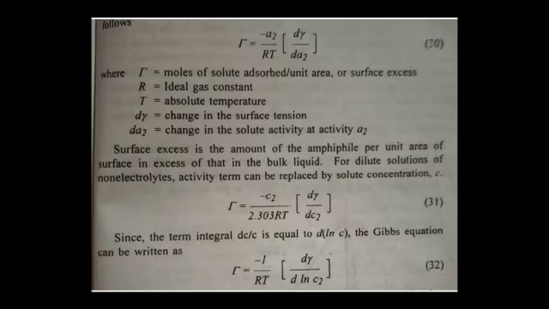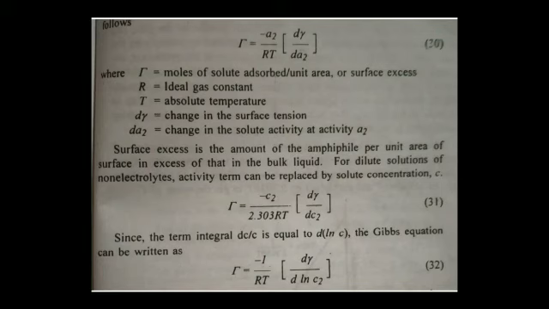This can be given by the following equation: Γ2 is equal to minus a2 by RT into change in surface tension by da2, where Γ2 means moles of solute adsorbed per unit area, R means ideal gas constant, T means absolute temperature, dγ means change in surface tension, da2 means change in the solute activity a2. The surface excess is the amount of amphiphile per unit area of surface in excess of that in the bulk.